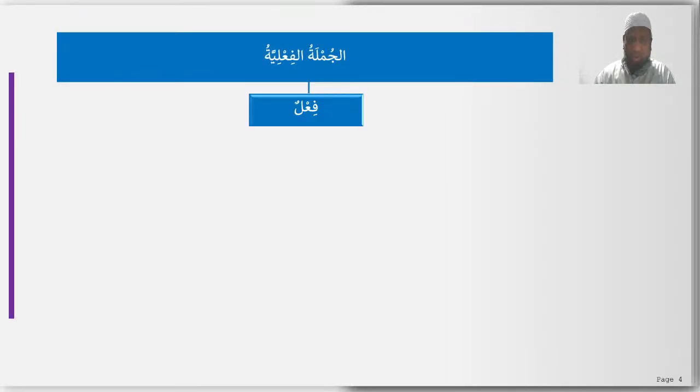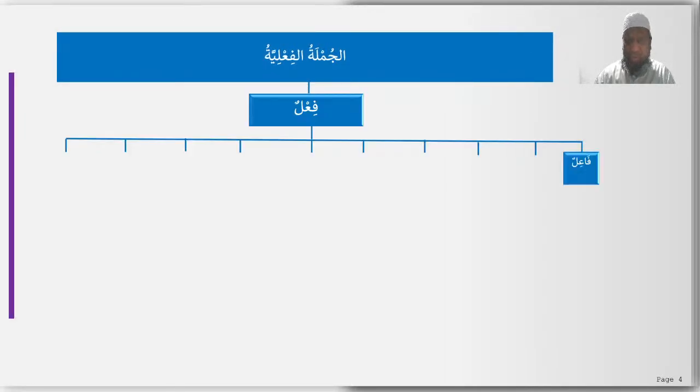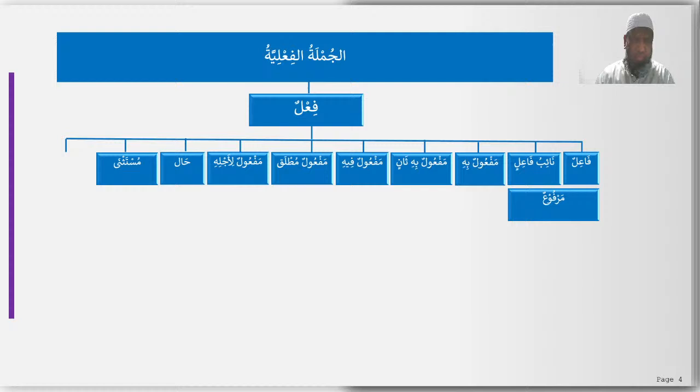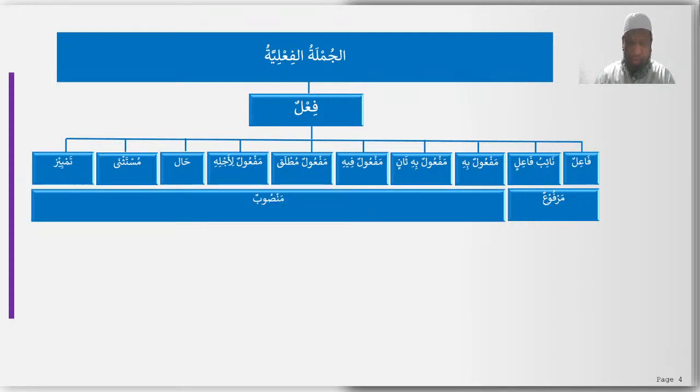The slots of الجملة الفعلية: the فعل, the فاعل, the نائب فاعل, these two are always مرفوع, and the rest of the slots, مفعول به, مفعول به ثان, مفعول فيه, مفعول مطلق, مفعول لأجله, حال, مستثنى, and تمييز. All these slots are منصوب.